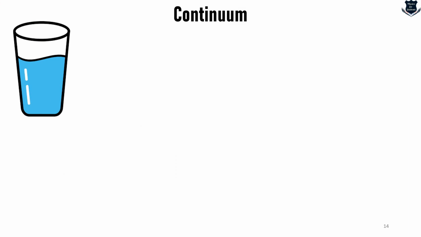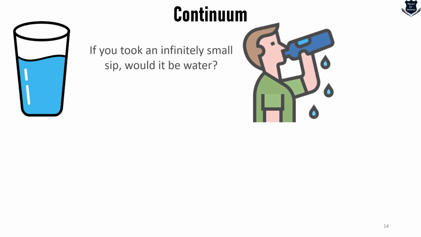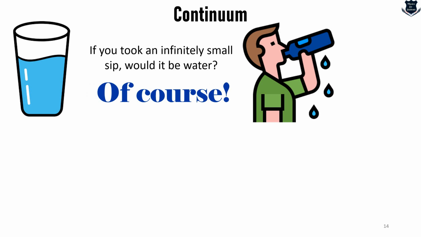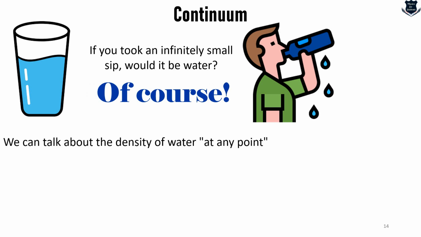So let us take an example. Imagine this is a glass of water, and if you took an infinitely small sip, would it be water? The answer is obviously yes. And that is the idea behind the continuum idealization. We can talk about the density of water at any point, because even though it is made up of separate parts, the parts are so small and so close together that for most purposes we can act as if the water is completely smooth and continuous.